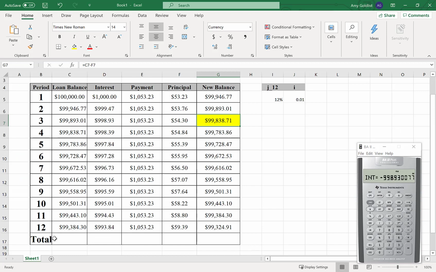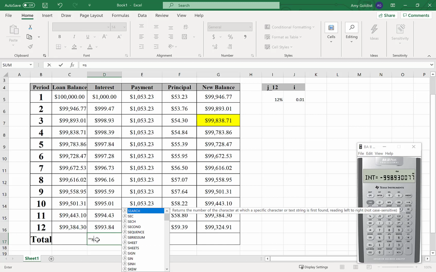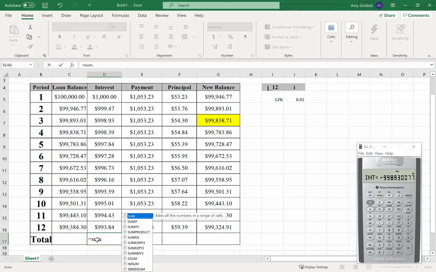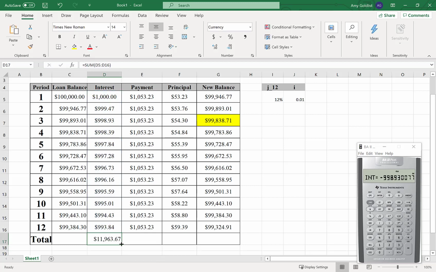So going back to here, I'm going to sum everything. The loan balance doesn't make sense to add, but I'm going to go sum bracket, and then I highlight everything I've paid. That's going to add all those numbers up together. My payments, well, it looks like I've made $12,000 worth of payments. How much principal have I paid off? Well, all those add up together. And now my new balance would be this 99,324. So let's make everything here bold because that will look a lot nicer.